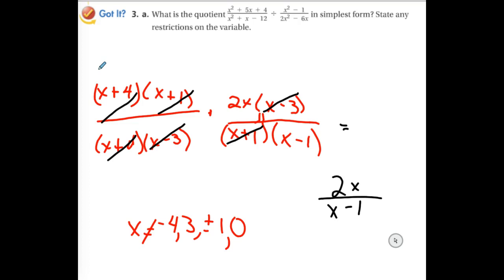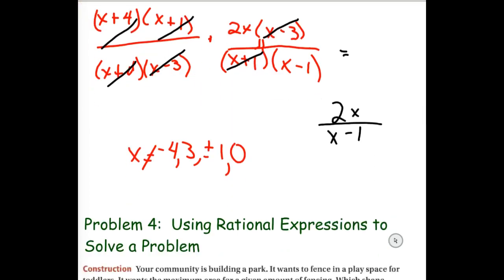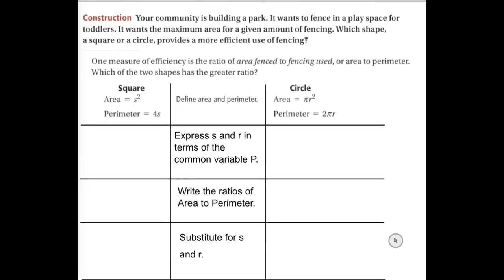All right, the last one that we're going to look at gives you an example of where you might see division of rational expressions. Your community is building a park. It wants to fence in a play space for toddlers. It wants the maximum area for a given amount of fencing. Which shape, a square or a circle, provides a more efficient use of fencing? So let's say we have a set number of feet of fencing that we can use. The question is, is it better to make a circle out of it or a square?